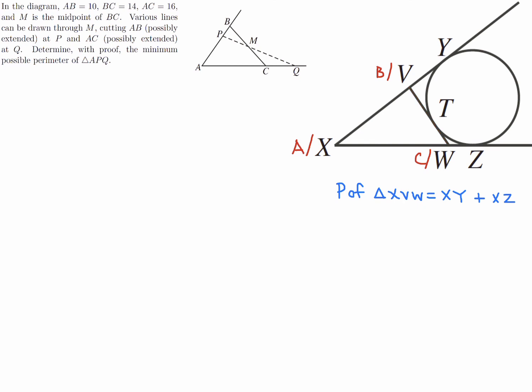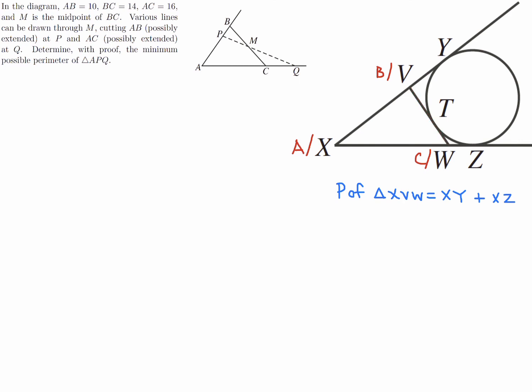Because if you were to draw PQ in any other way, like this, or in any way, it will make the perimeter greater. But the perimeter will be minimized when PQ is tangent to the circle, exactly the way VW is.